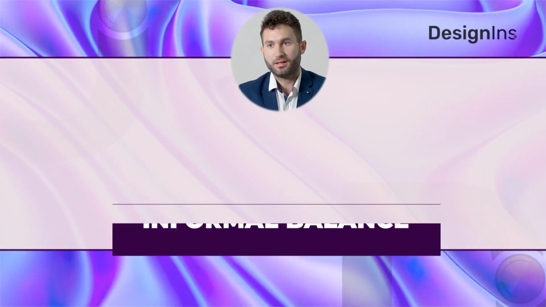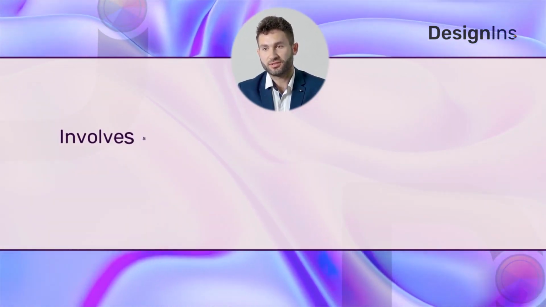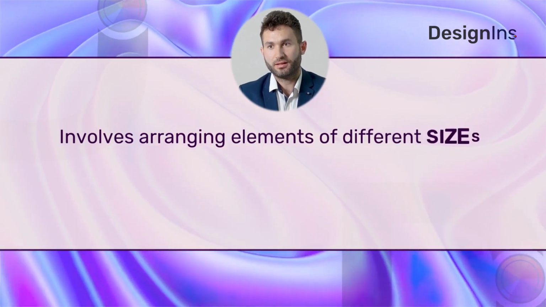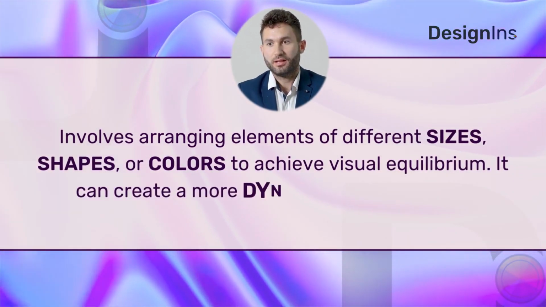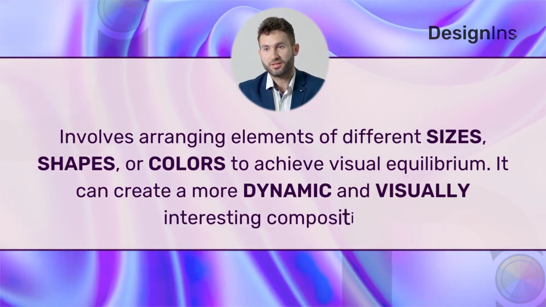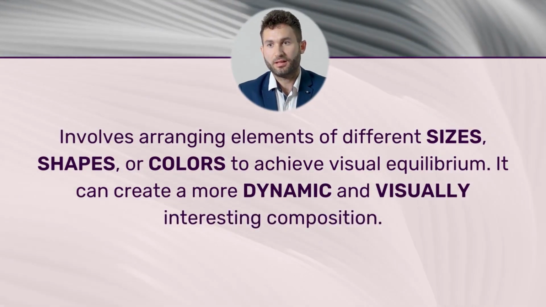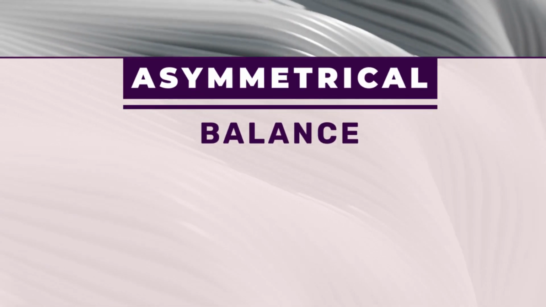The second type of balance is asymmetrical balance. Asymmetrical balance, also called informal balance, involves arranging elements of different size, shape, or color to achieve visual equilibrium. It can create a more dynamic and visually interesting composition. See the example of asymmetrical balance.